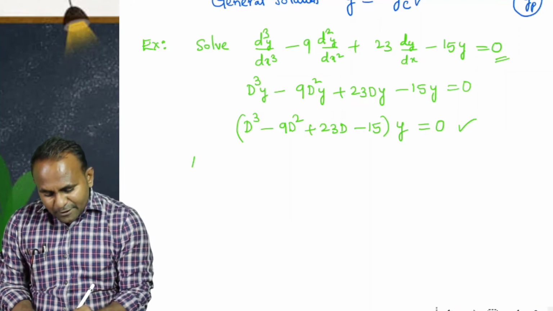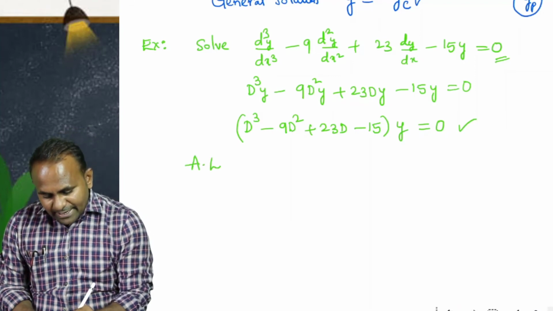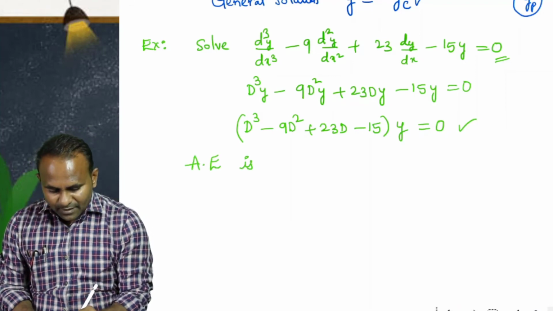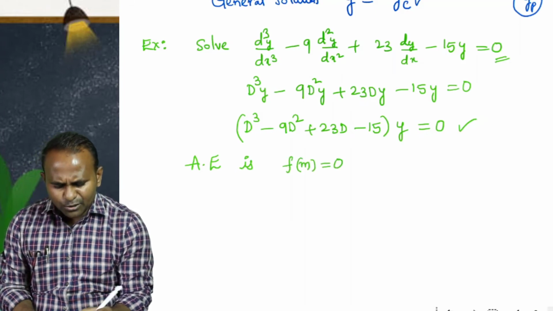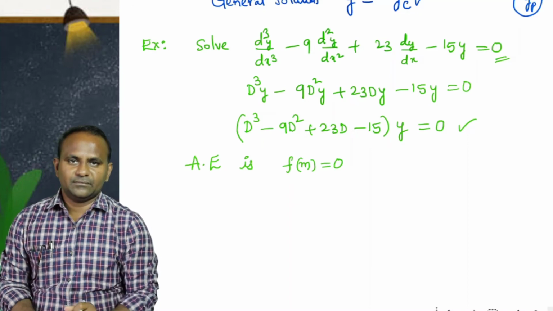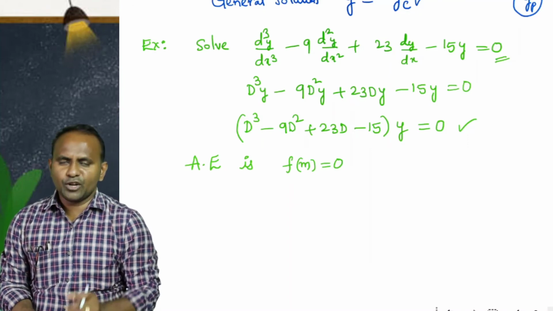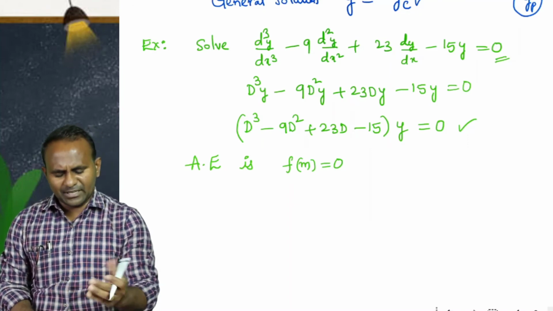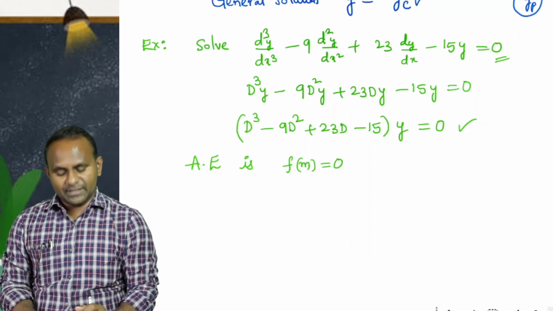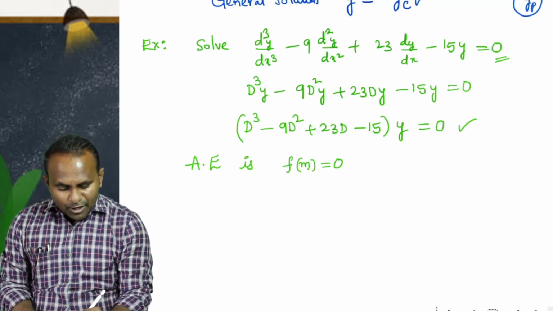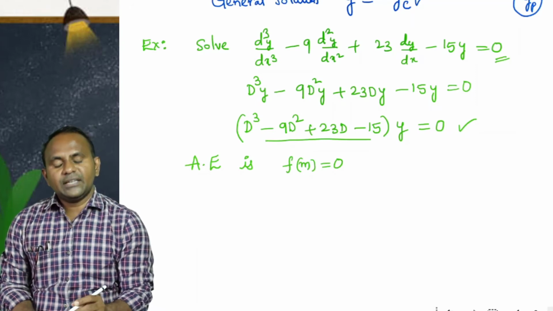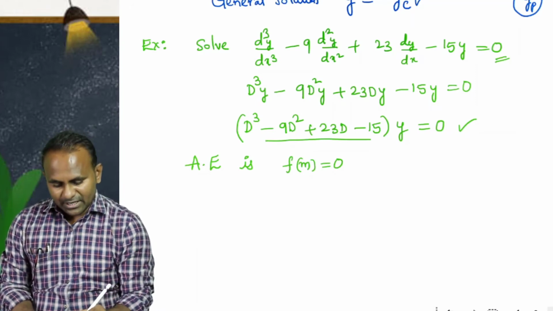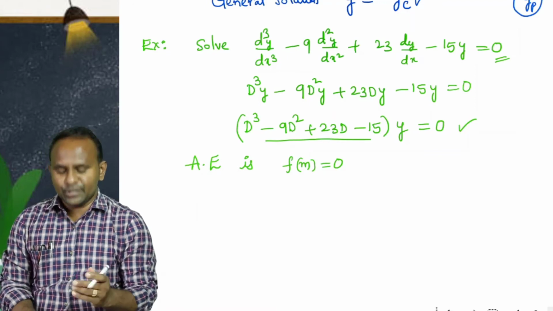And firstly, you have to start with the auxiliary equation always. Your auxiliary equation is f of m equals 0. I'm just using the notation m to write the auxiliary equation, or you may write x or something like that. So this is your polynomial in which you are putting m in place of D and you are writing it as an equation. It's a simple polynomial equation now.